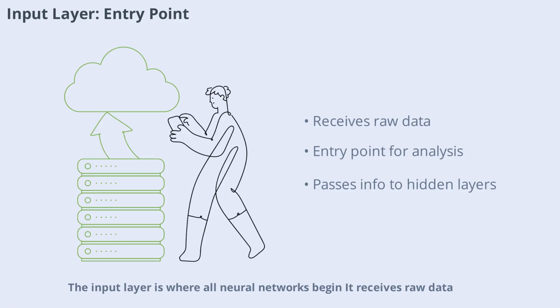The input layer is where all neural networks begin. It receives raw data, such as the pixels of an image or the words in a sentence. This layer acts as the entry point, passing information to the hidden layers for further processing. By starting with raw data, the network can learn to extract features and make predictions, setting the stage for deeper analysis.